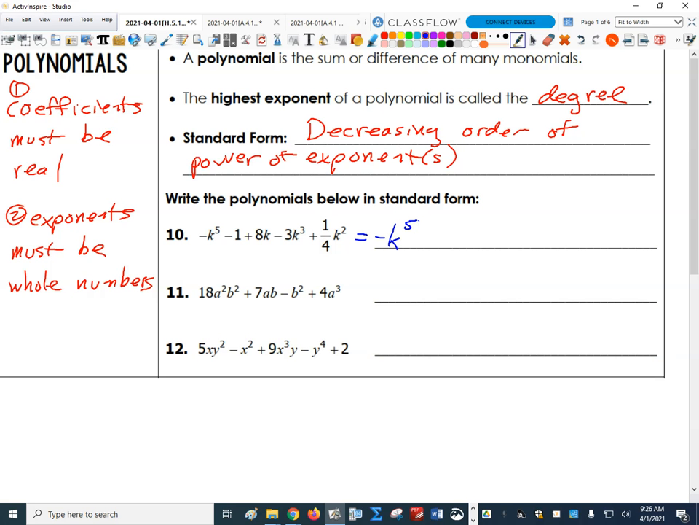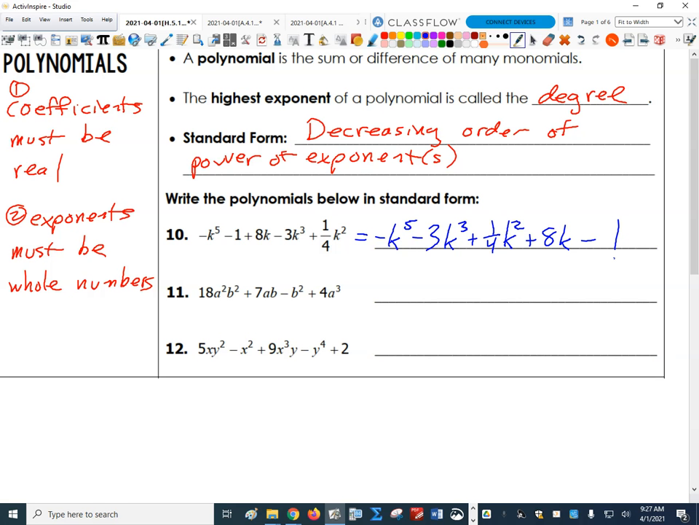Then which one? Okay, good. Then I've got to do the minus 3k cubed. And then I've got to do the k squared. Then I've got to do the k. And then finally, I've got to do the constant, because the constant is times k to what power, essentially? 0. Yeah, okay. There it is.